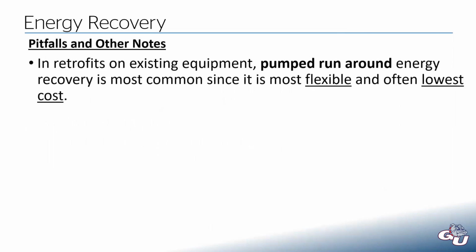If you're doing retrofits on existing equipment, pumped runaround is the most common because it's the most flexible and it's often the lowest cost. The reason it's the most flexible is your outside and exhaust airstreams don't need to be close to each other. It's the only option we've talked about where your two airstreams can be separated by hundreds of feet. Or you could have multiple outside air and exhaust points and have multiple coils to do that.